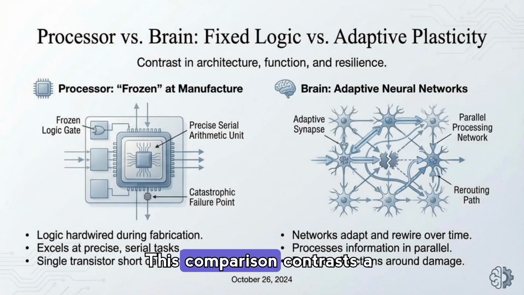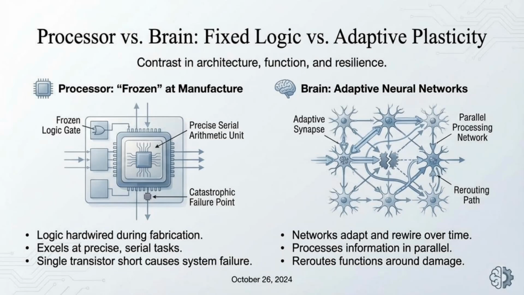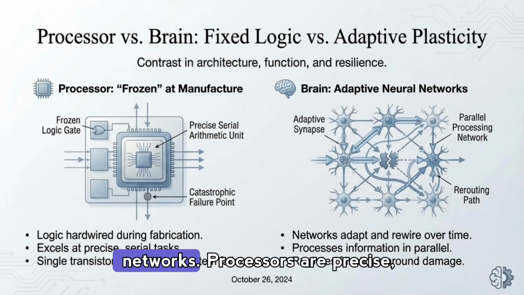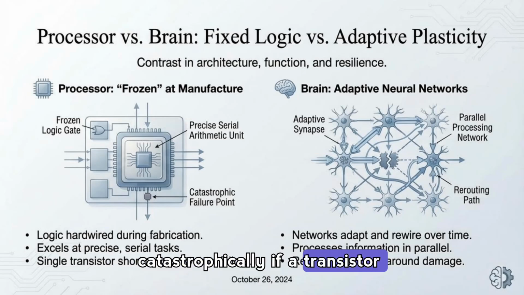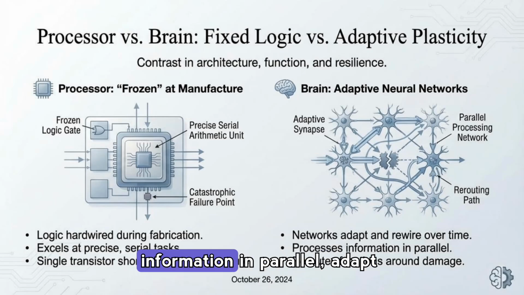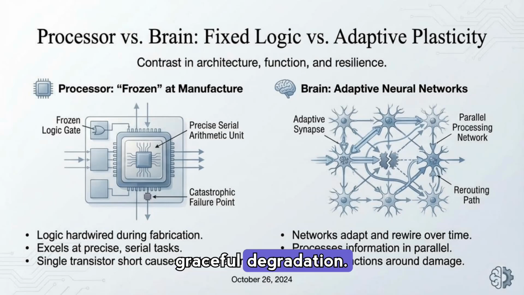conclusions. This comparison contrasts a processor's fixed, fabricated logic with the brain's adaptive, plastic networks. Processors are precise, serial engines whose behavior is set at manufacture and can fail catastrophically if a transistor breaks, while brains route information in parallel, adapt connections over time, and can reroute functions around damage for graceful degradation.